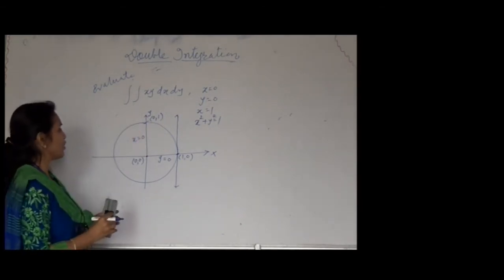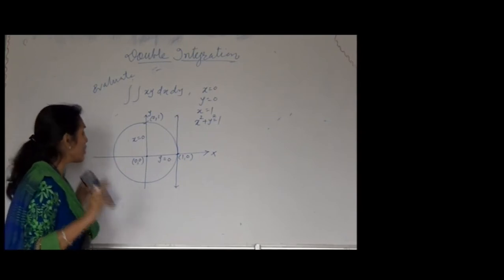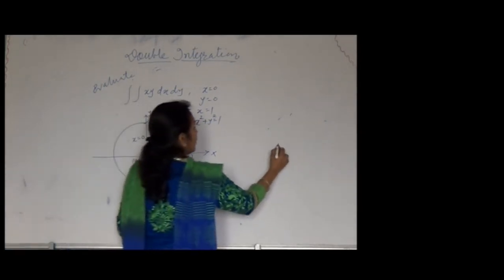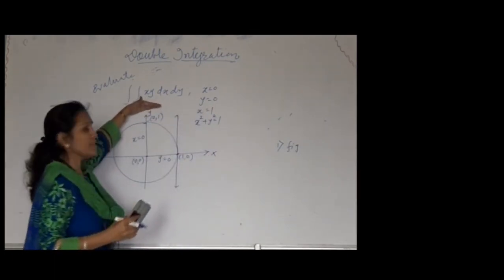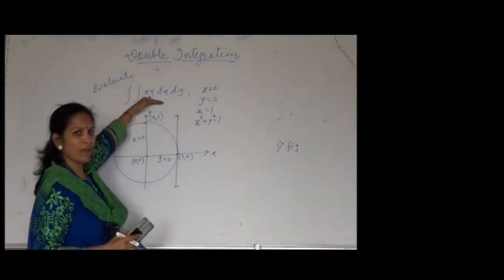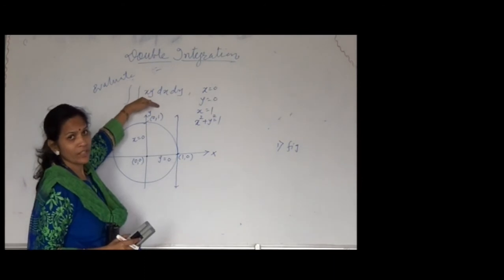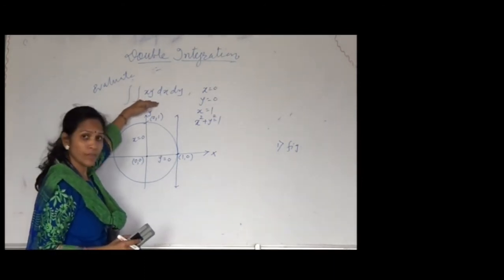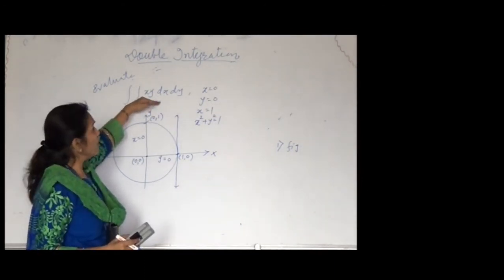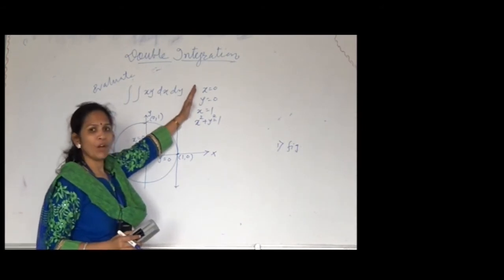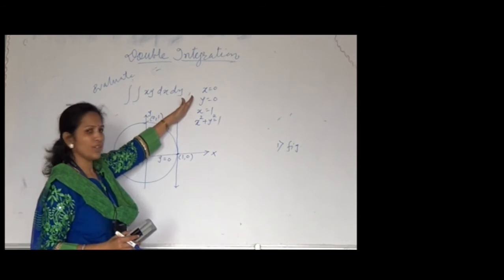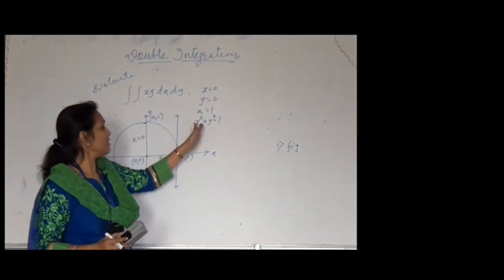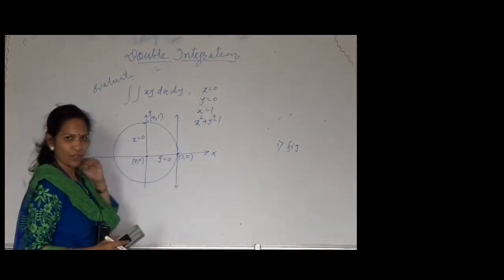Step number 1 is drawing the figure, which we have drawn. The example is given like this: xy dx dy. Whether it is dy dx or dx dy doesn't matter here, because the region is shaded by all these four curves: x equals 0, y equals 0, x equals 1, and the circle x squared plus y squared equals 1.